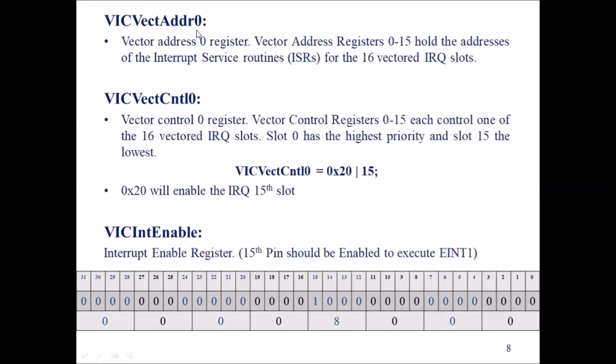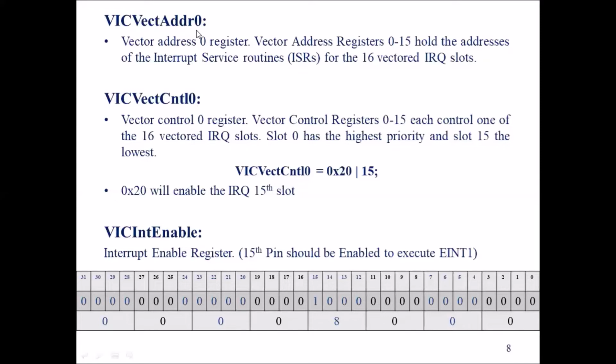So let's see what this vector address 0 register is. The vector address registers range from 0 to 15. They hold the addresses of the interrupt service routines. Basically, they are used to hold the address of the interrupt service routine for the 16 vector interrupt request slots. Another register which we are using is VIC vector control 0. Again, vector control registers go from 0 to 15.